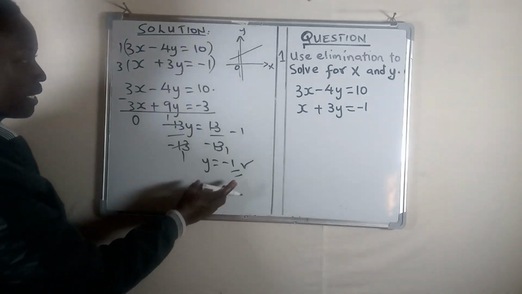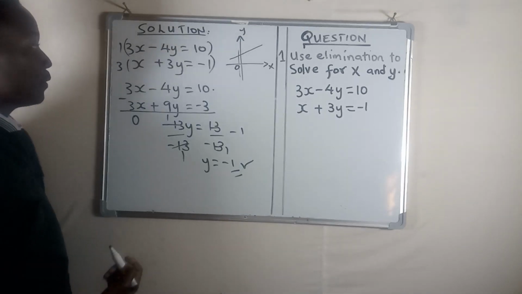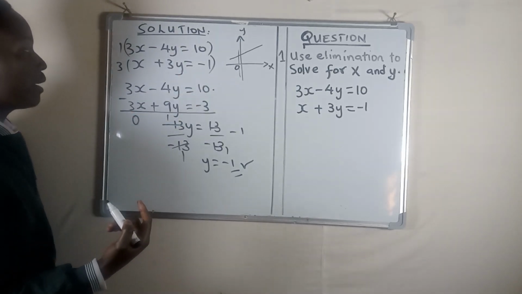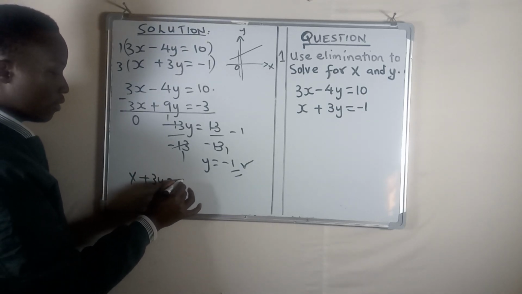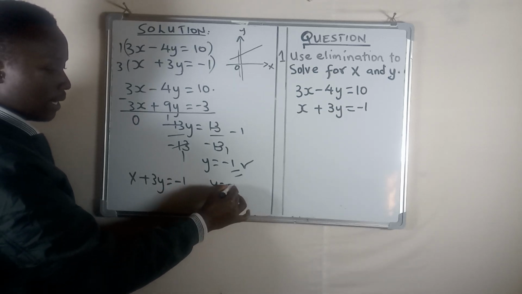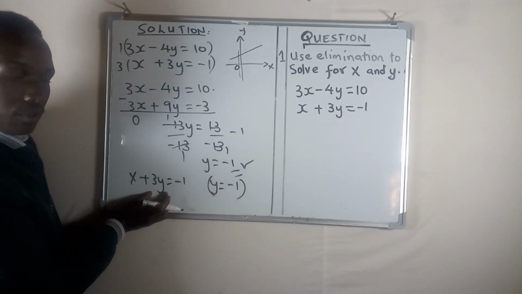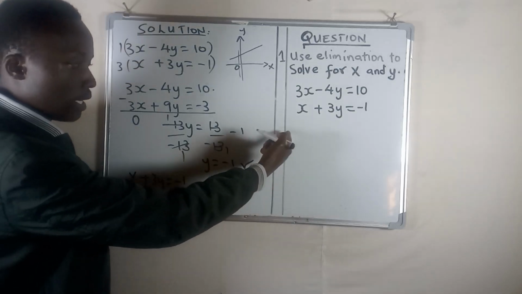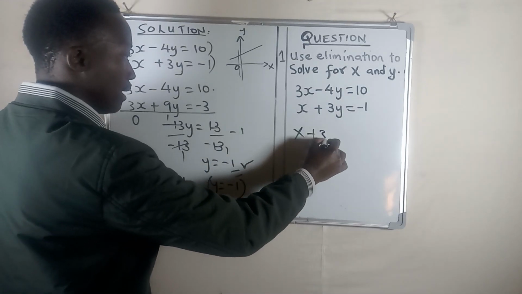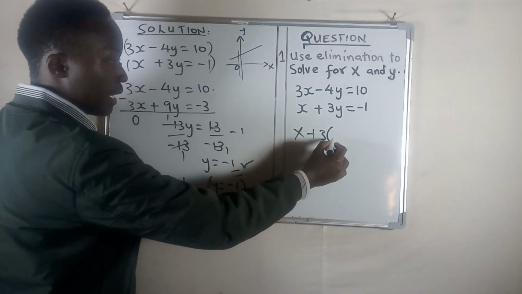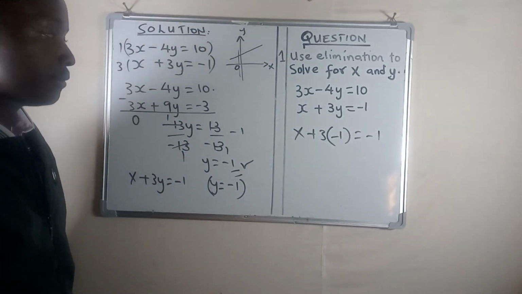So having the value of y as -1, we can determine the value of x. We can use either of the equations here. We can choose to use equation 2. It appears to be quite simpler compared to the first one. So that is x plus 3y is equal to -1. And having our y as -1, we will substitute our value of y into our equation. It's going to be x plus 3 into brackets y, which is -1, is equal to -1.